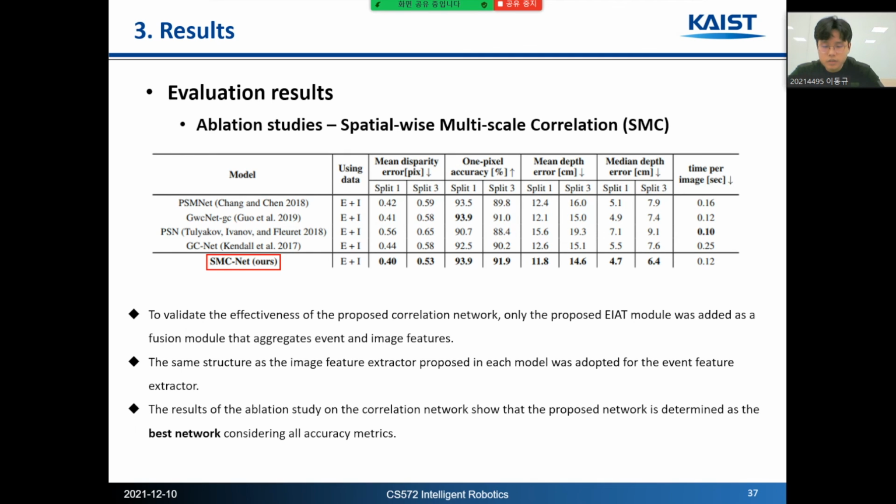An ablation study of the proposed correlation method was conducted. Only the proposed fusion module EIAT was added, and it was also trained with the sparse branch removed for a fair comparison. The proposed SMCNet shows good performance in all evaluation metrics.